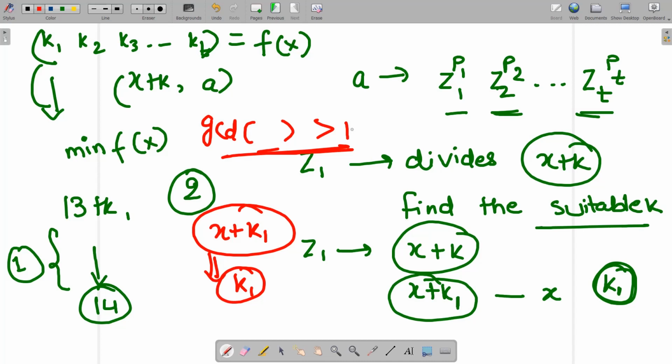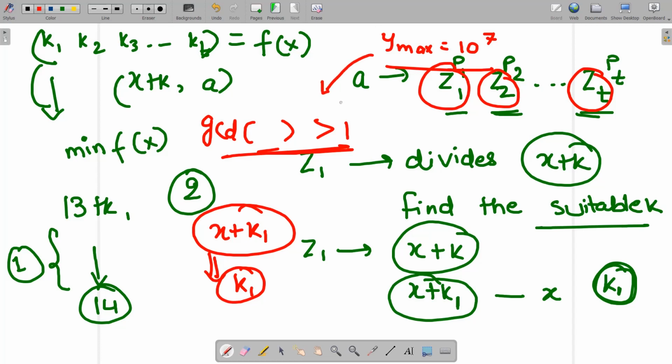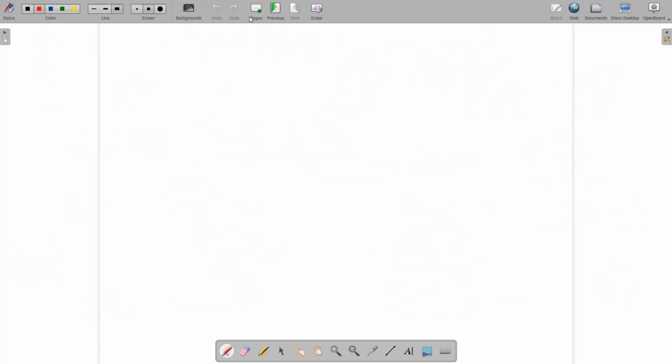Again, how are you going to find these prime factors z1, z2, zt efficiently? We have y max given as 10 raised to the power 7. So if you find the prime factors for all numbers up to 10 raised to the power 7, you can see the maximum number of distinct prime factors is going to be around 8. And this helps to optimize our solution.